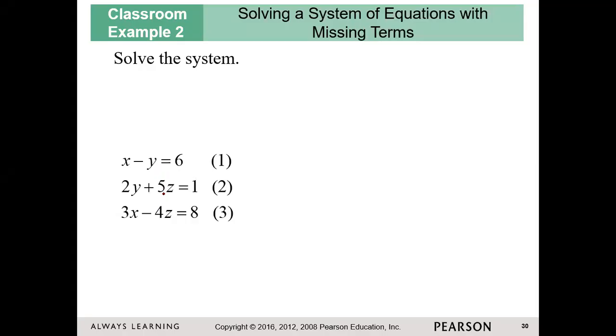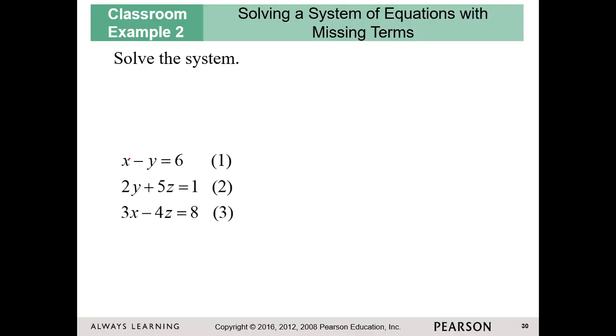And what's interesting about this is that there are definitely three variables here, and there are obviously three equations. But what you can see is that one of the variables is missing in each and every one of these equations, which is actually very convenient for us. It allows us to do this process a lot more efficiently than if we had all three variables in all three equations.